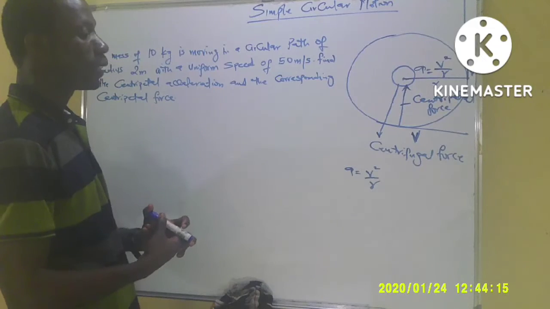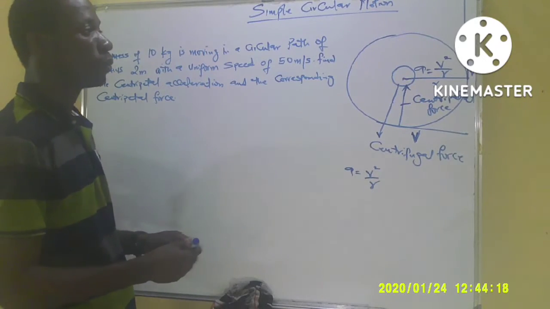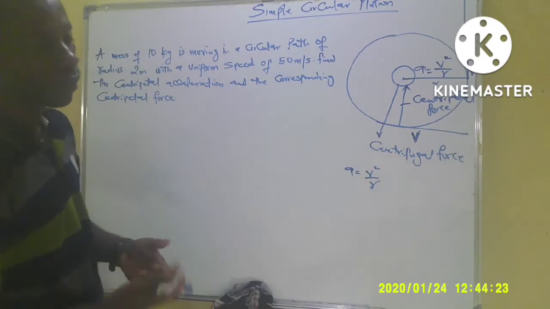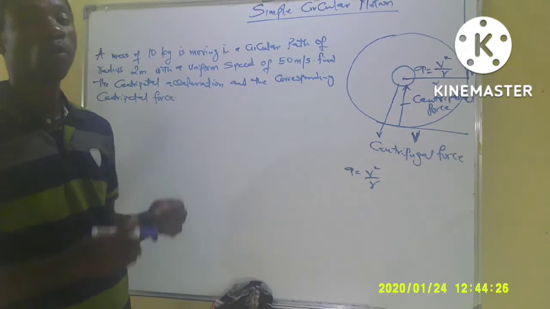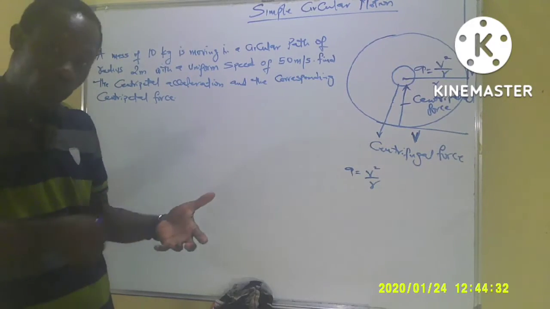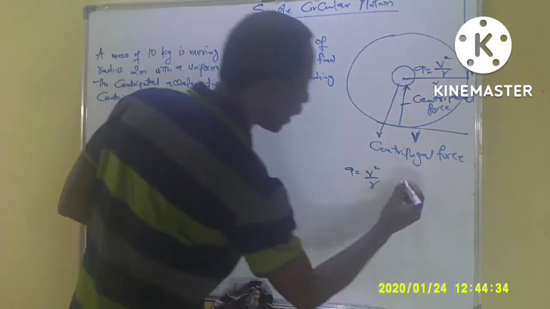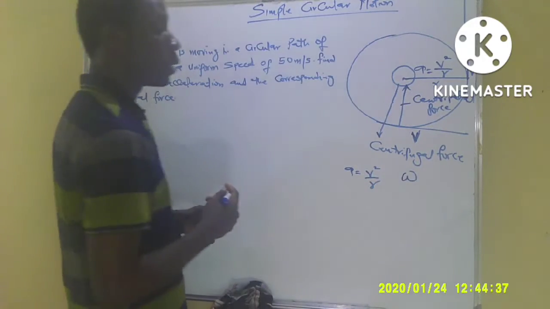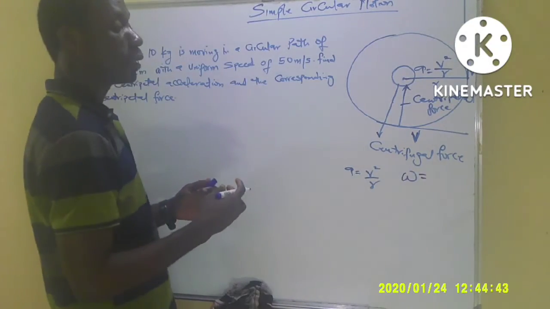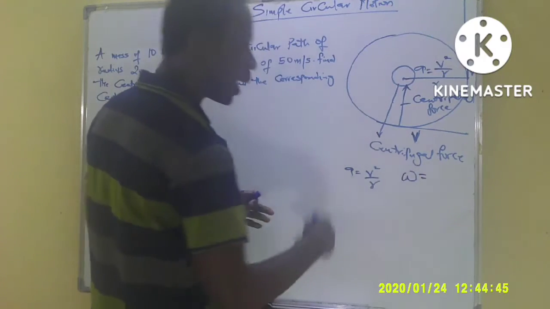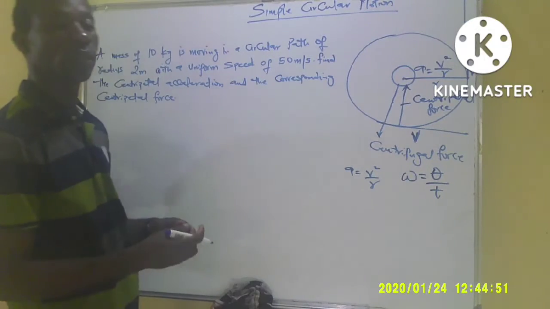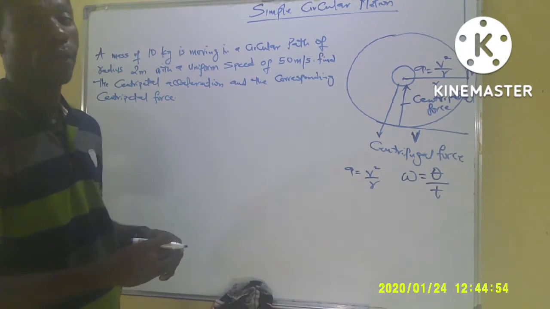Now, what we need to consider again is what is referred to as angular velocity, because this body is moving, so there is a velocity that keeps this body moving. Angular velocity is the angle subtended by the circle divided by the time. It is represented by omega, which is the subtended angle theta over the time t. This is what we refer to as the angular velocity.